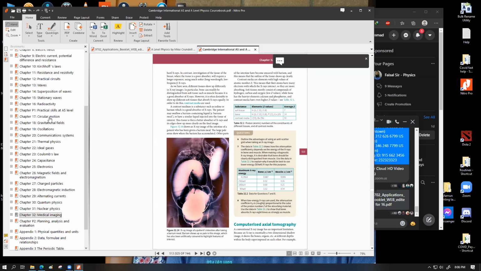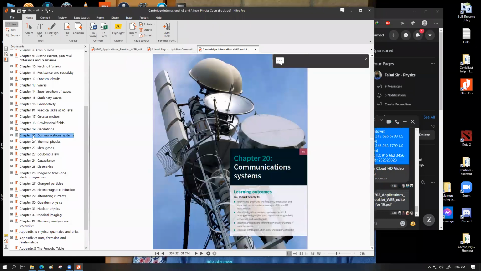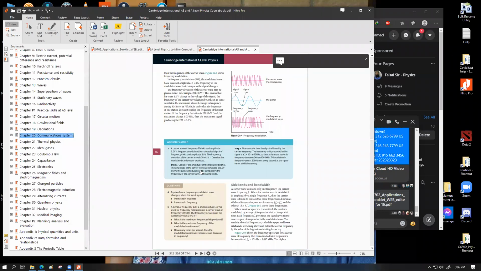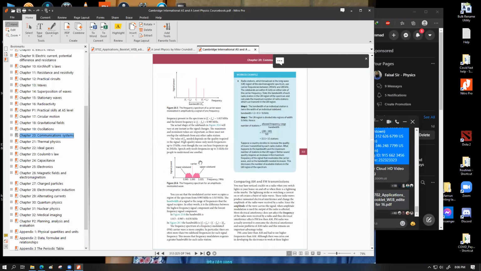So here the communication system is chapter 20. This is the communication systems. So they have all of the stuff and everything. They have placed this right after the oscillation, because oscillation and energy intensity are pretty importantly related to the idea of communication for signal strength and stuff.